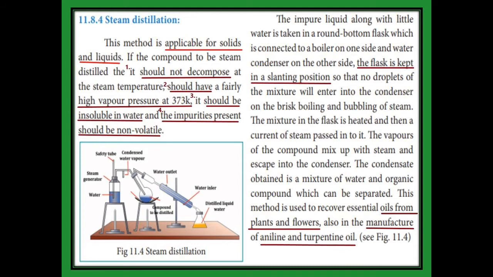Now, you see in the diagram, the distillation flask is also being heated. In the same way, the steam also carries some heat. So both heat the organic compound, and the organic compound reaches its boiling point very easily and quickly. Then we get the organic compound in pure state very fast. In this method we can separate oil from plants and flowers. To manufacture aniline and turpentine oil, we can use this steam distillation process.